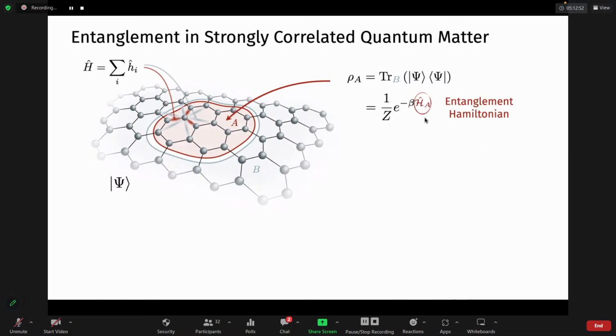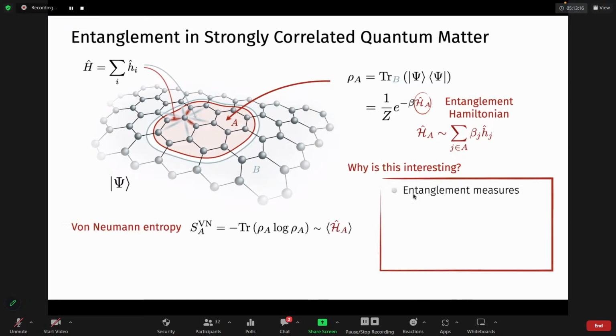This operator is very interesting for the following reason. It turns out that in a lot of interesting situations, the structure of this entanglement Hamiltonian is very easy. In particular, it consists of the same operators as your system Hamiltonian. These local operators are the same for both of these operators. Now, why is this interesting? Why should we care about this?